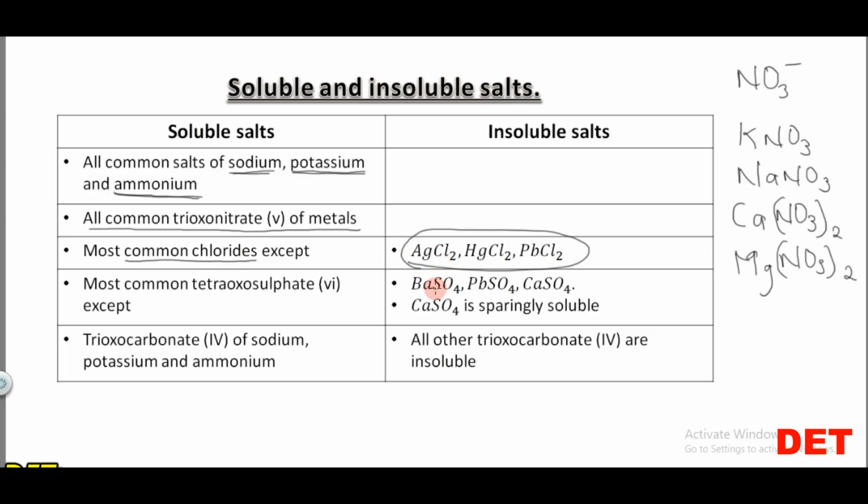Alright, so I can give you a question: which of the following chlorides is insoluble in water? Once you see silver(I) chloride, mercury(I) chloride, or lead(II) chloride, you pick any of these as your insoluble salt. It means that they do not dissolve in water. Alright? Okay.